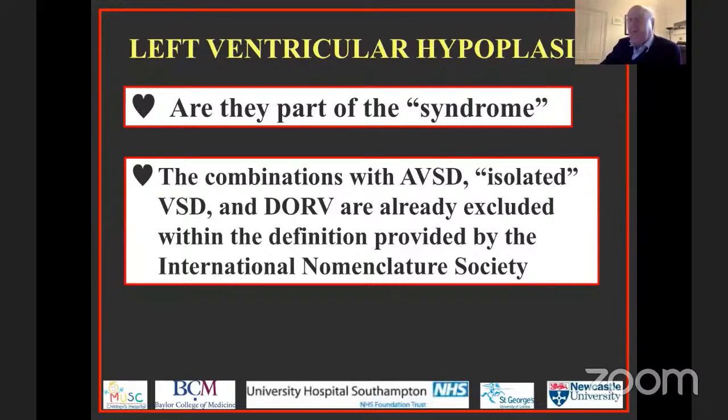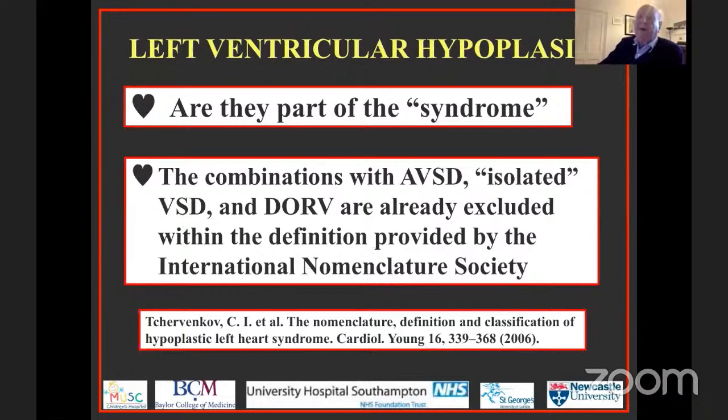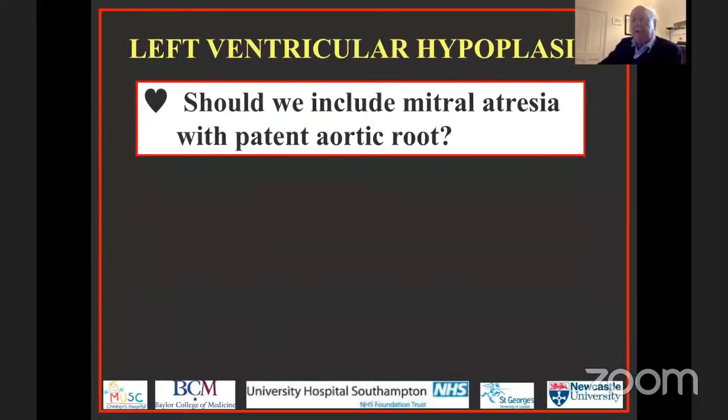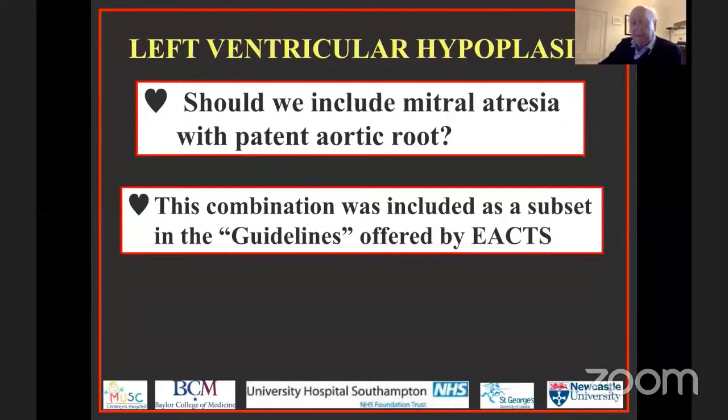So I've already emphasized to you in my introduction that at the moment, on the basis of the definitions provided by the International Nomenclature Committee, we exclude the hearts with atrioventricular septal defect, isolated ventricular septal defect, and double outlet right ventricle. We also exclude cases that might have transposition. So the real question is whether we should include those hearts that have, as I say, what we might call mitral atresia with patent aortic root.